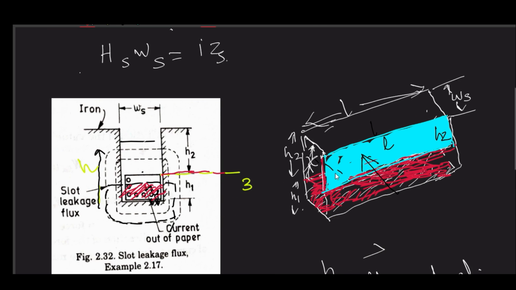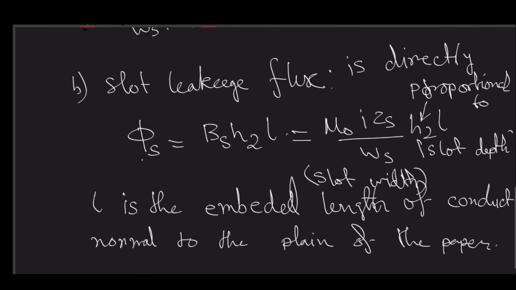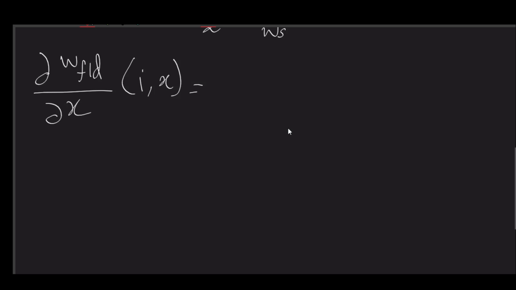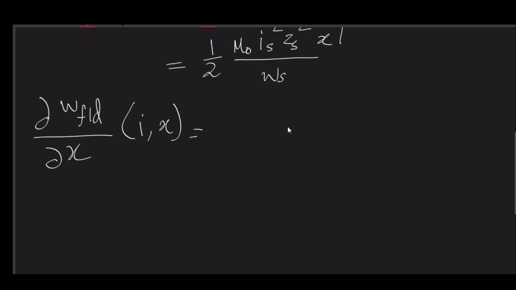So our question is, which x are we considering? Obviously, x here is the depth of the slot above your conductor portion. So if you do it, you will get half mu naught I square Z square L by Ws.